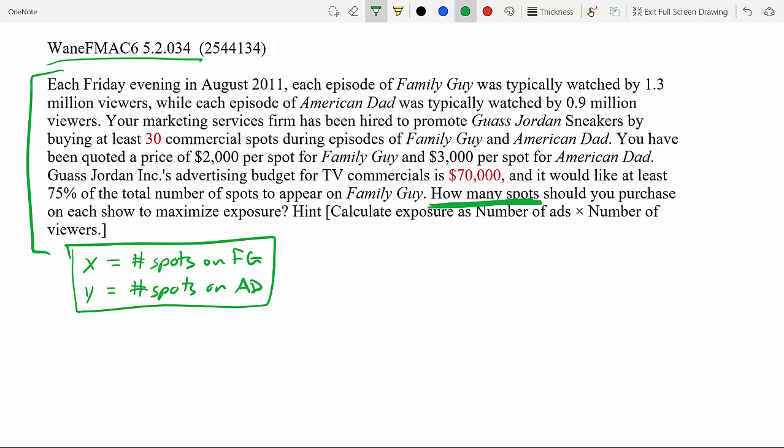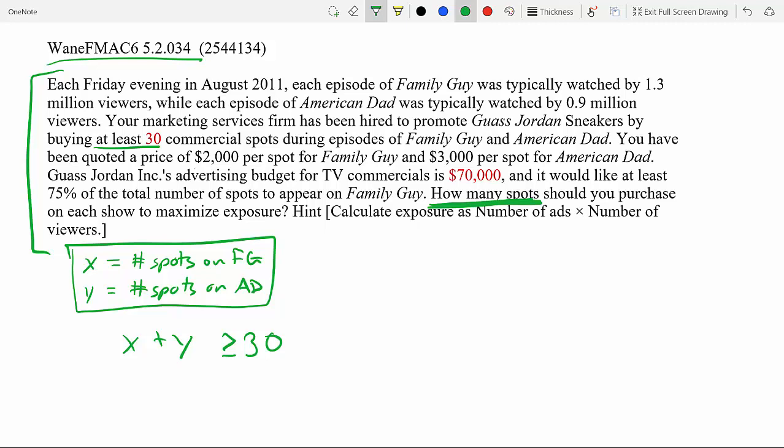Oftentimes these big numbers in the problem are going to be the equals, if you will. So here we've got at least 30. So it's going to be a minimum of 30, or whatever it's going to be in terms of X and Y is greater than or equal to 30. So what are we looking at here? Your marketing services has been hired to promote this by buying at least 30 spots total during those two shows. So X plus Y needs to be greater than or equal to 30.